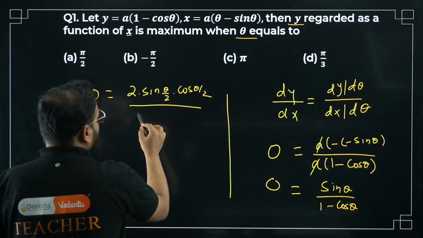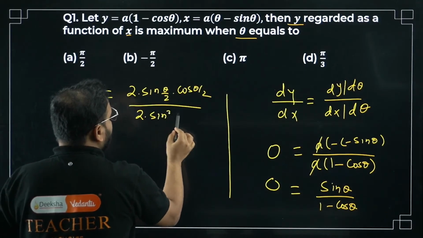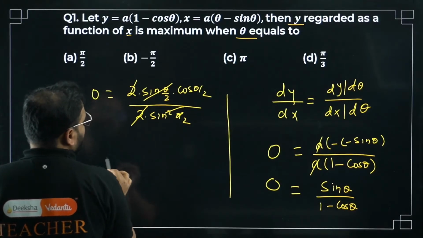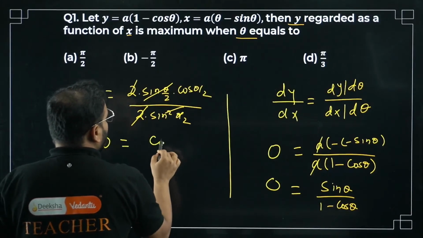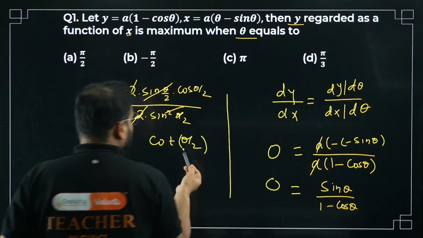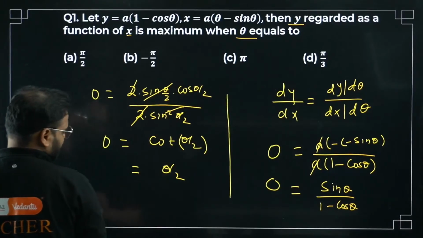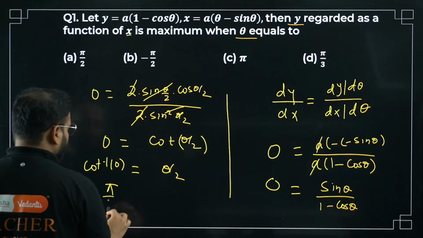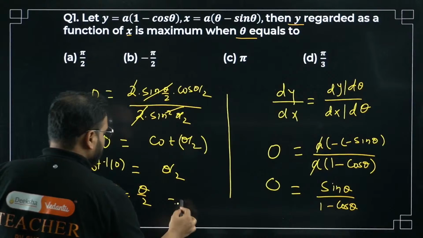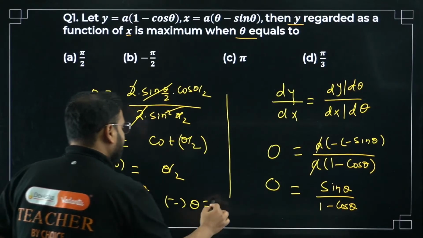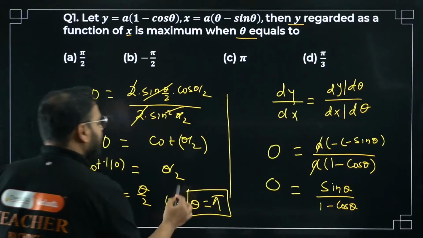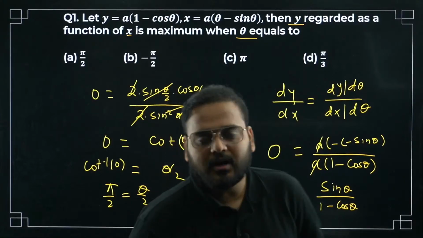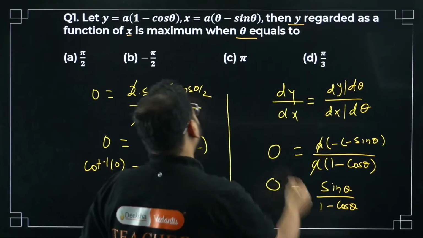We'll have here 2 sine square theta by 2, leaving me with 2 and 2 cancel. This one sine theta by 2 is cancelled. I'm getting here 0 equals cot theta by 2. So I'm getting, bacha, theta by 2 is going to be, have a look, cot inverse of 0, which is nothing but pi by 2 equals theta by 2. So my value of theta is, bacha, what? Pi. This is the only critical point over here. Okay, hence this is going to be the maximum. This is the point where the maximum will occur. So our answer would be option number C directly.